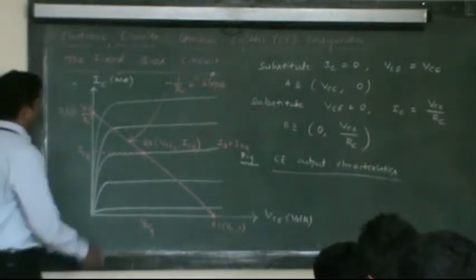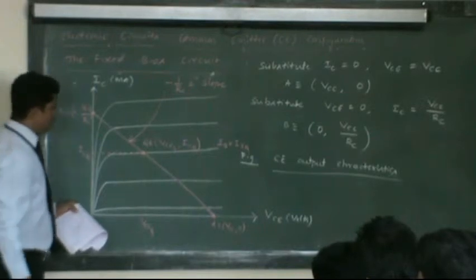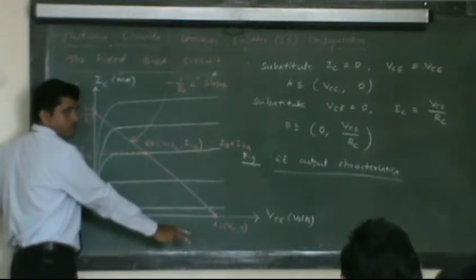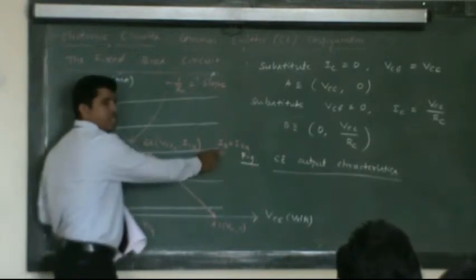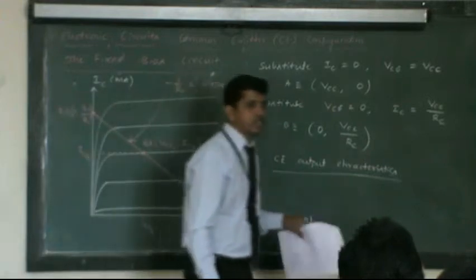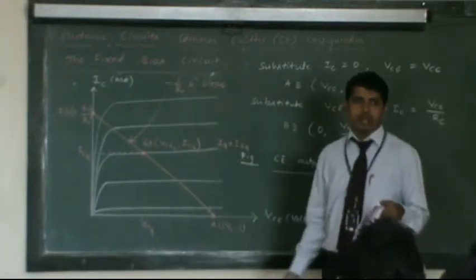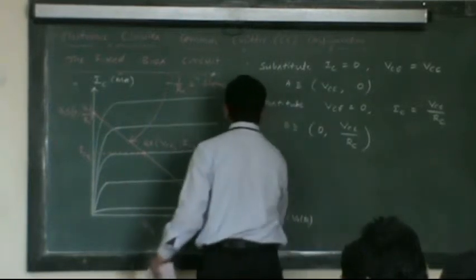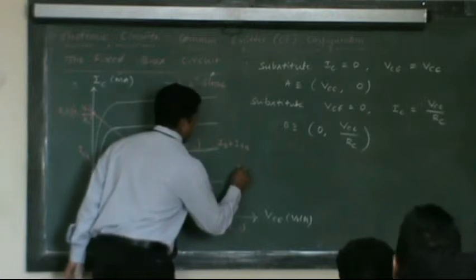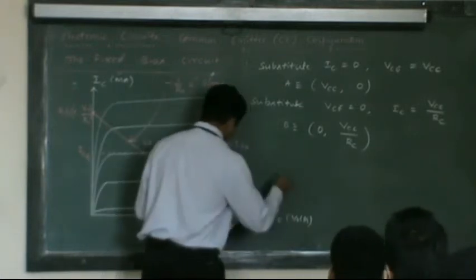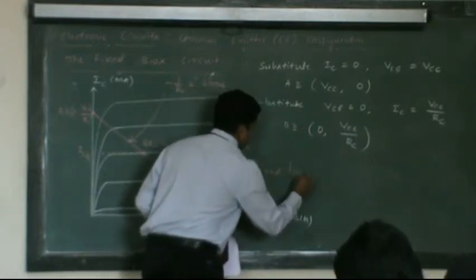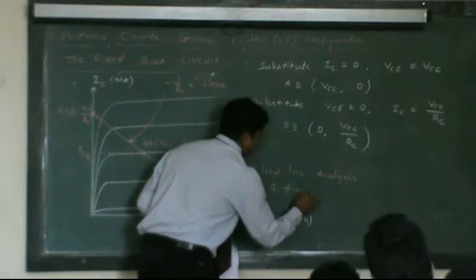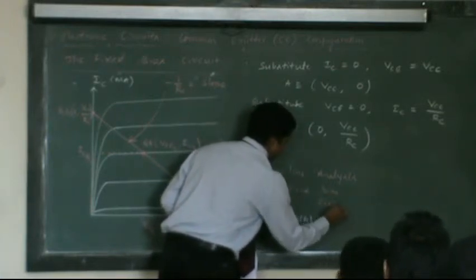So you understand from this how to obtain the operating point for the fixed bias circuit. The fixed bias operating point is nothing but the intersection of the transistor output characteristics and the AC load line, provided you fix the base current. Otherwise, what will happen if you don't fix the base current? For different values of base current you get different operating points. I will show you this in another part of the curve. But this figure you can label as load line analysis of fixed bias circuit.